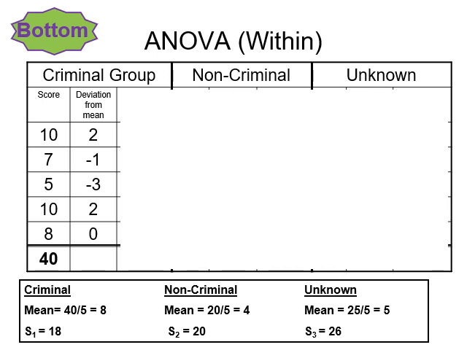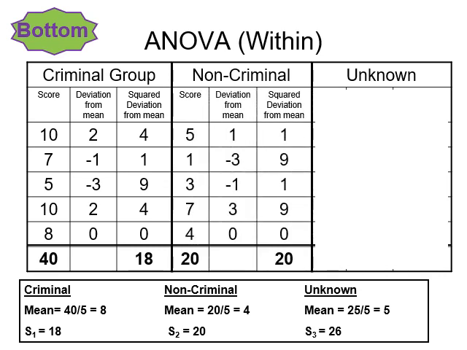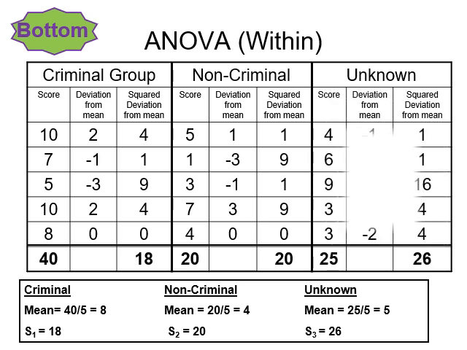And again, we're going to sum those up. Well, actually, not yet. We're first going to square them, because again, everything's positive. So we're going to square the deviation from the mean. 2 times 2 is 4, -1 times -1 is 1, -3 times -3 is 9, 2 times 2 is 4, 0 times 0 is 0. We're going to sum those up: 18. Our sum of squares for the first group is 18. We're now simply going to repeat that process for non-criminal, sum of squares 20, and repeat that for the last group, sum of squares 26.